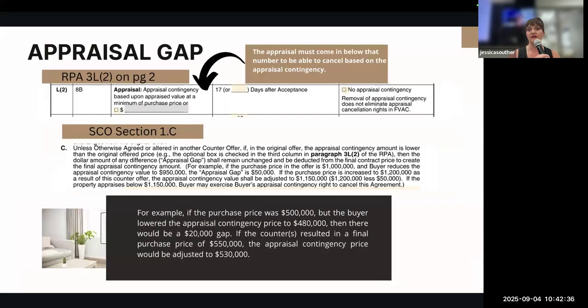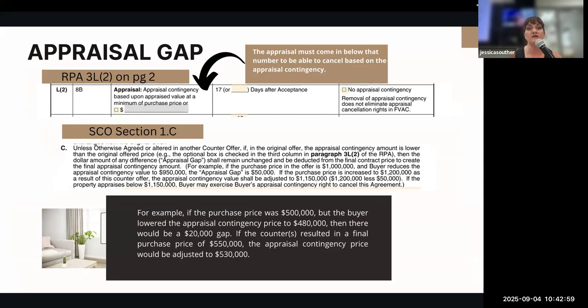Moving on, appraisal gap. This is one that, when I first saw this change to the RPA, I didn't understand it. I was like, what? Why the heck would they do that? I thought, okay, this is in RPA 3L, so it's in the grid on page 2 when it's talking about the appraisal contingencies.